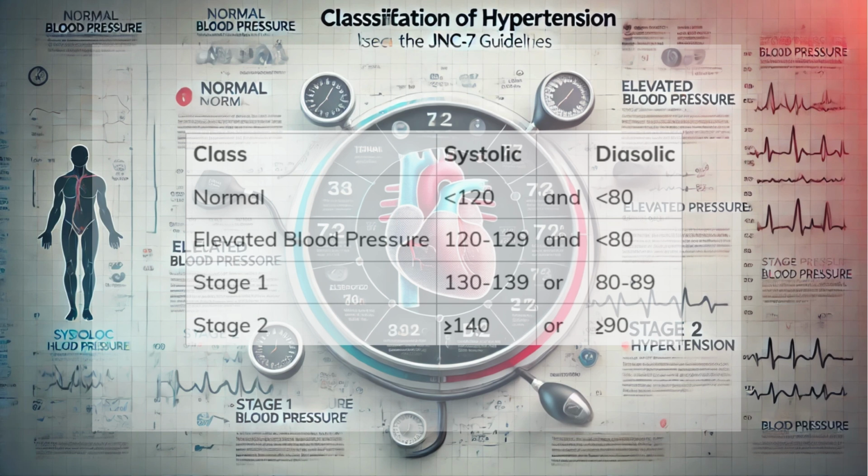JNC 7 classification. Normal: systolic less than 120 and diastolic less than 80. Elevated blood pressure: systolic between 120 to 129, diastolic less than 80. Stage 1 hypertension: systolic between 130 to 139, or diastolic between 80 to 89. Stage 2 hypertension: systolic greater than or equal to 140, or diastolic greater than or equal to 90.